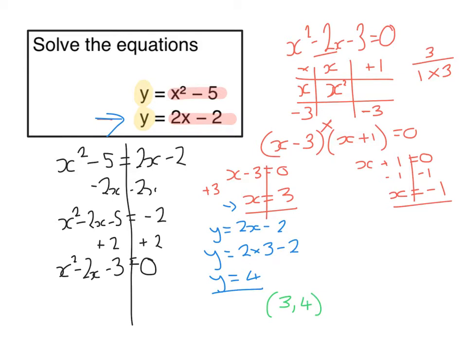I also need to do it for the other x value that I got, so I got x equals minus 1. So again, use the bottom equation, y is 2x minus 2. Substituting x is minus 1, so it's 2 times negative 1, take away 2. 2 times negative 1 is negative 2, take away 2 is negative 4. So then my final coordinate, x is minus 1 and y is negative 4.